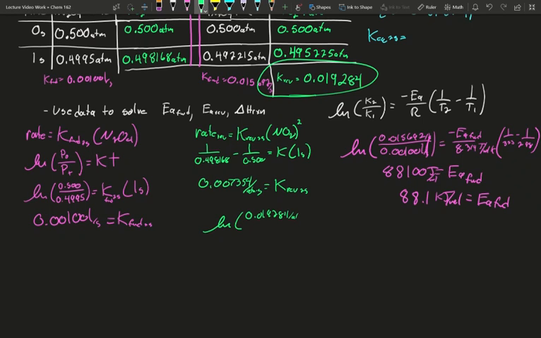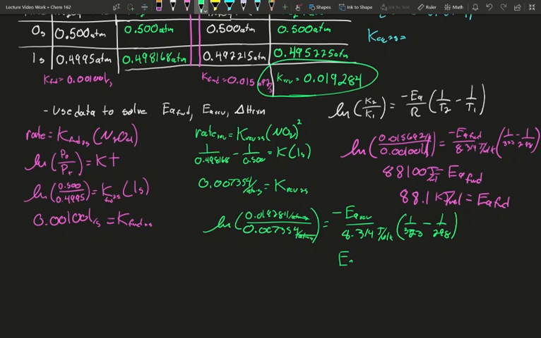0.019284 per atmosphere seconds divided by 0.007354 per atmosphere seconds. Again, our units will cancel. All that must equal the negative energy of activation reverse divided by 8.314 joules per mole Kelvin, times 1 over 323 minus 1 over 298. Again, 50 degrees Celsius and 25 degrees Celsius.